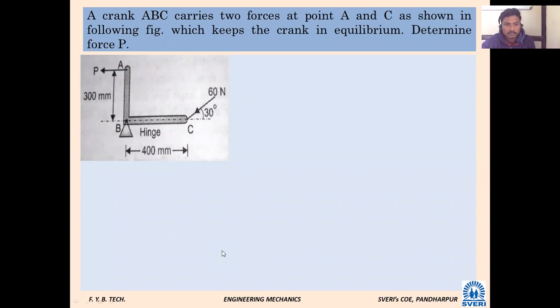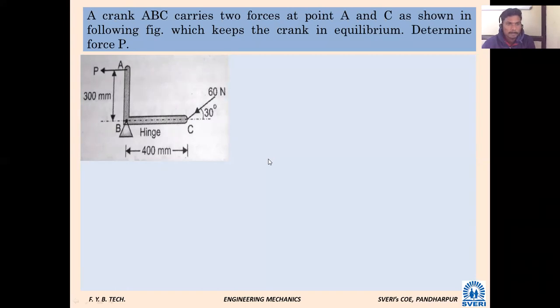Just check. Next. Who will read this problem again? I will give Utkarsha Shinde. Utkarsha 51. Please read the problem.